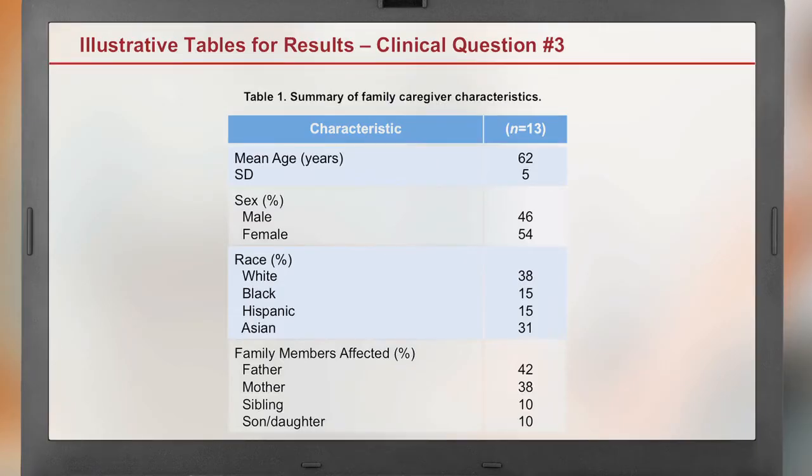This table summarizes illustrative demographics. As in the two prior examples, we see family caregivers' mean age and the percentage of males and females. We also see caregivers' race by category and the proportions of family members affected by lymphoma.